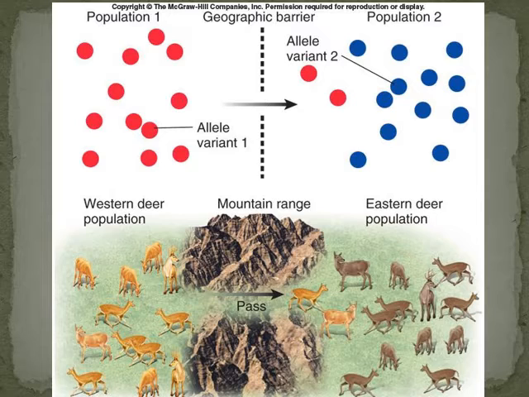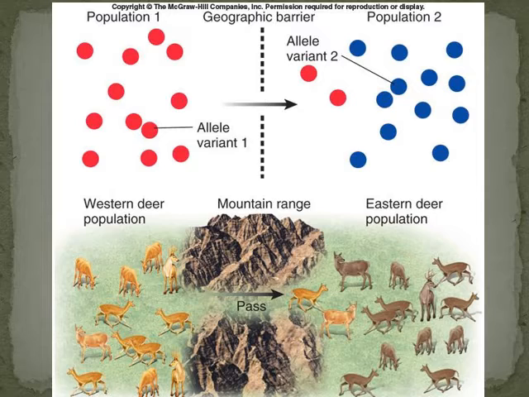and there's some kind of geographical barrier in between them. And let's say for now, the western deer and eastern deer population, they are the same species. They have different coat color, but they are the same species for now. And this little pass that's in between the mountain range allows the western deer and the eastern deer to mix with one another and to share their genetics with each other, and that's the gene flow.